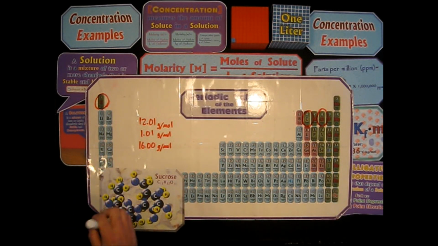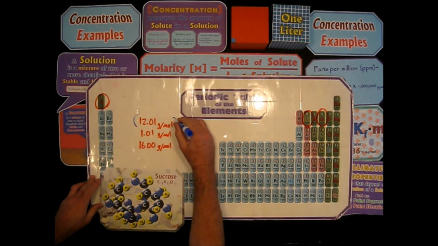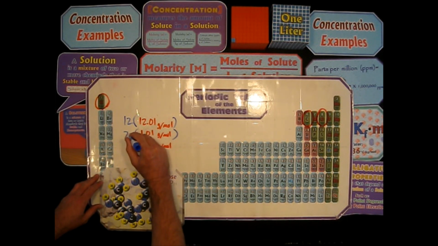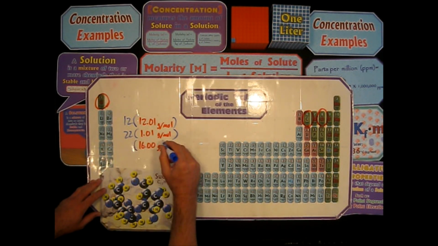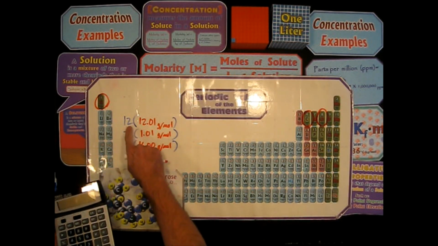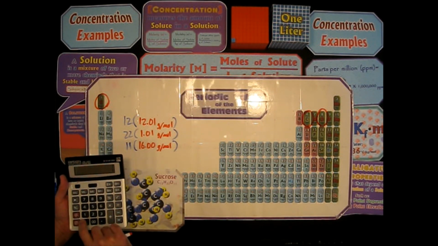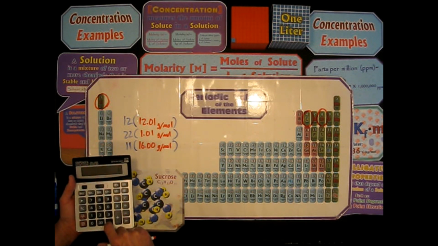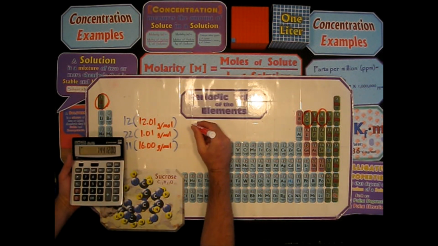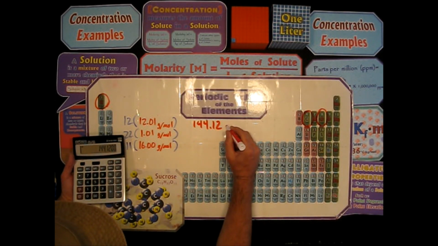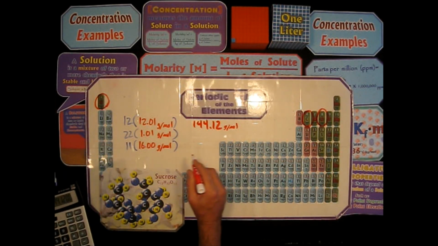But the problem is there's a lot of these. There are 12 carbons. There are 22 hydrogens. And there are 11 oxygens. So we have to multiply each of those to get the contributions. Well, I can see that that's about 12 squared. That's going to be close to 144. 12 times 12.01 equals, yep, 144.12. And that's, of course, grams per mole. That's the contribution of the carbon.